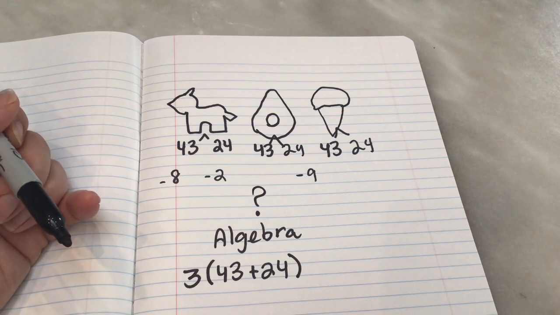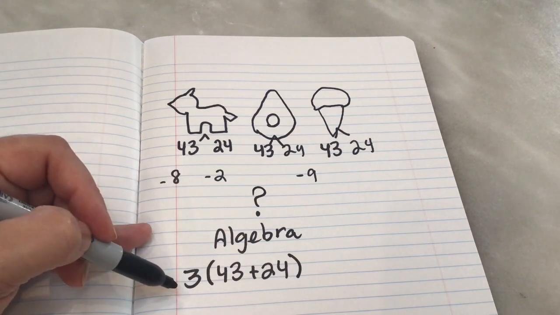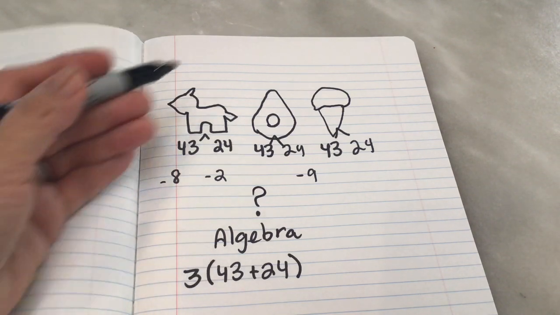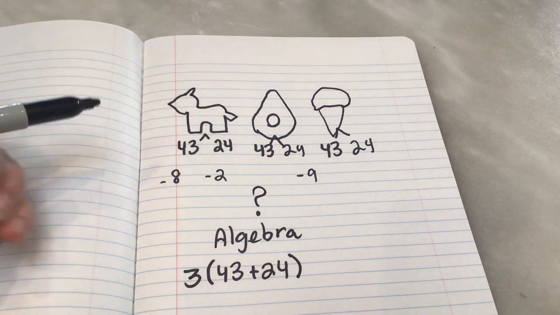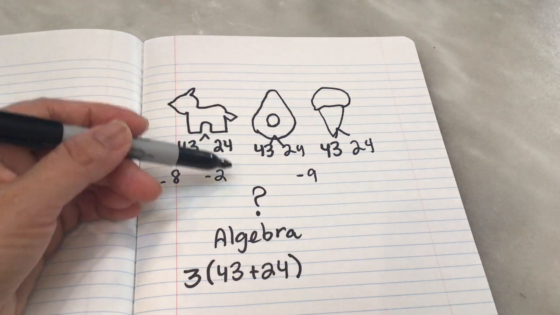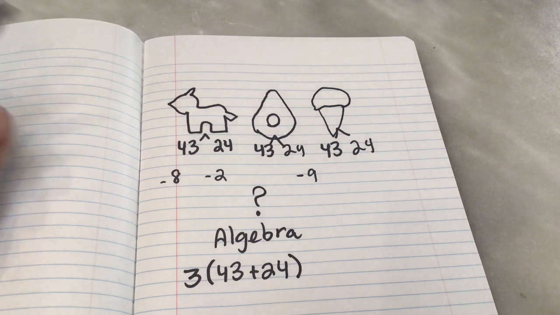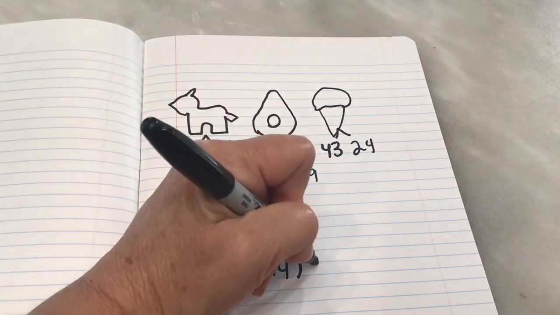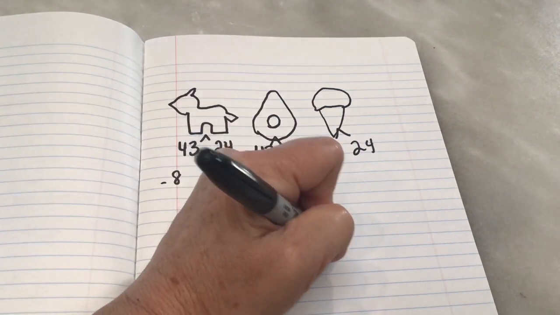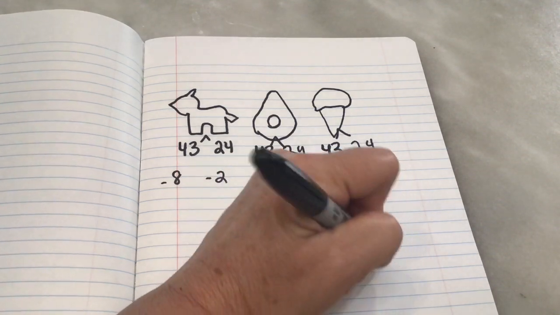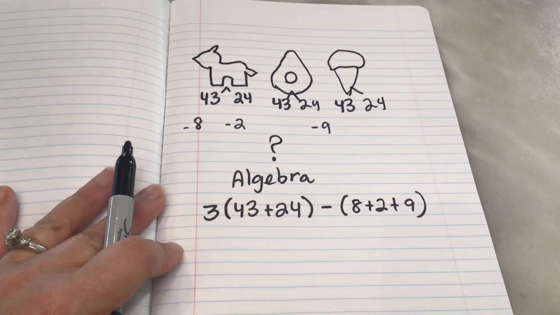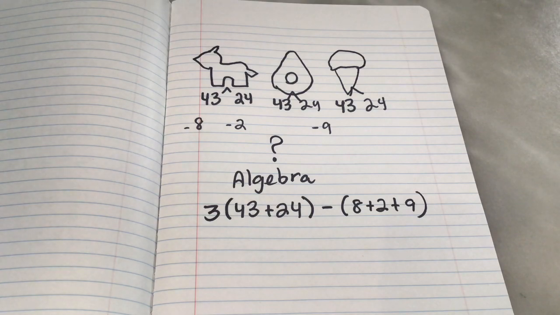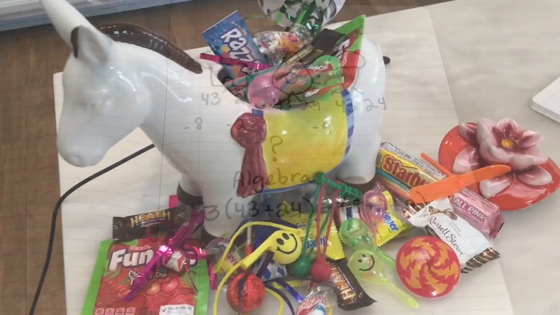And the next thing we want to do is add that up and multiply it and then subtract how much things fell out. Now, as you can see, 8 things fell out, 2 things fell out, and 9 things fell out. So we can add all of that together and then subtract it from the total. So we can just say 8 plus 2 plus 9 and subtract it. So that is what my algebraic equation would look like. Why don't you go ahead and pause the video again and try to figure that out on your own.